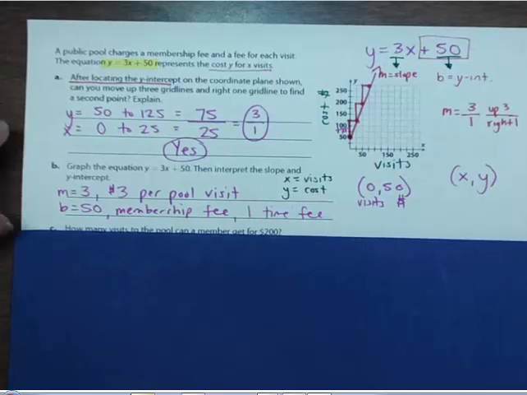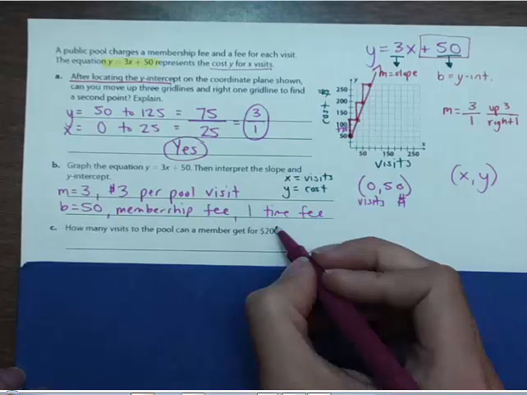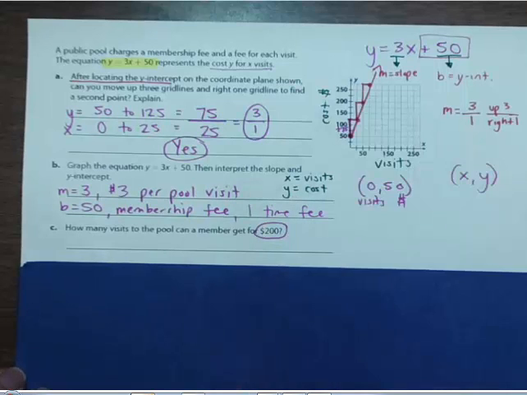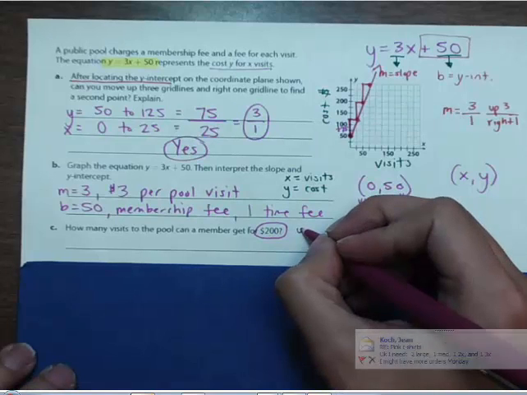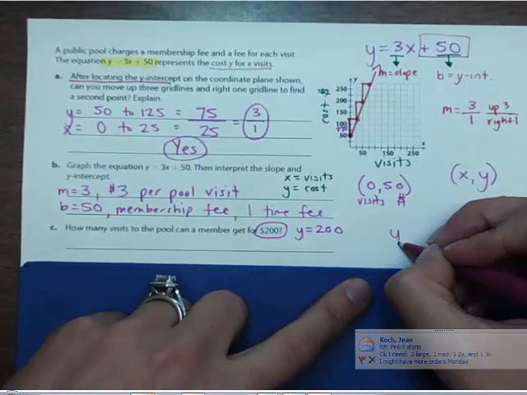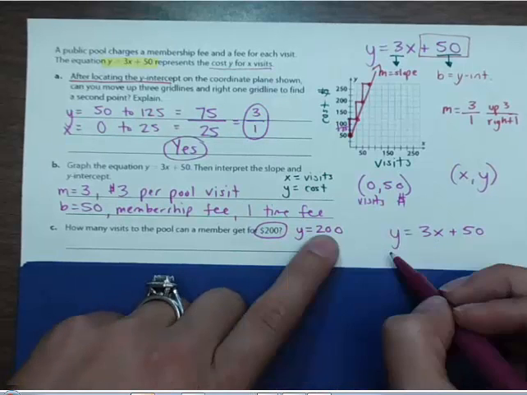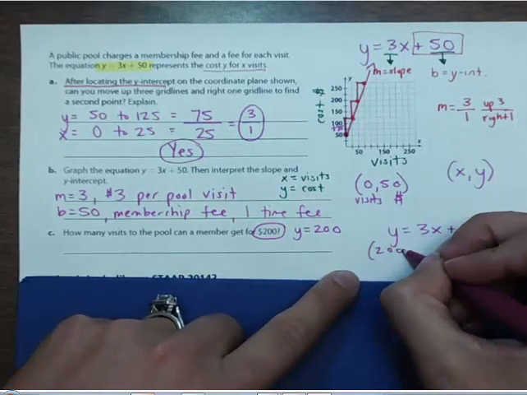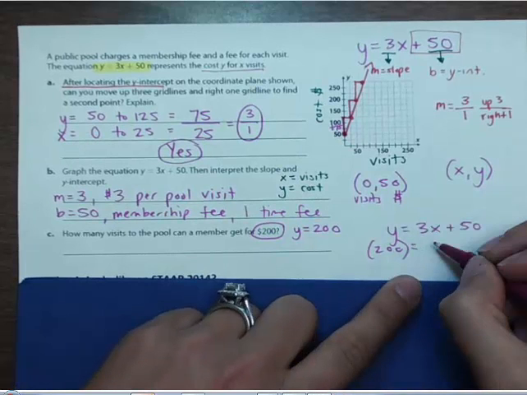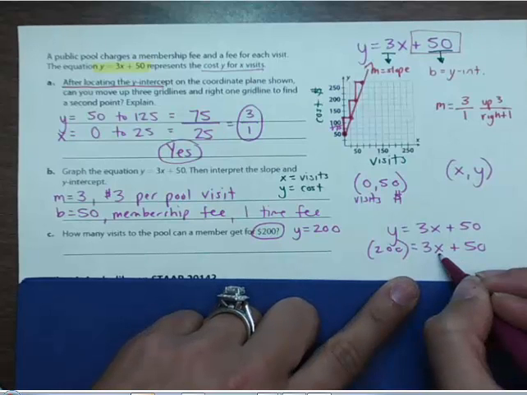So now, part C says how many visits to the pool can a member get for $200? If I look at my x and my y values on my axes, $200 is going to represent the cost, which means y is going to be $200. So using my equation, y is equal to 3x plus 50, I'm going to substitute 200 in for y. That's saying that the total cost that I have, or the total amount of money, I need to figure out how many visits I can take after spending my $50 one-time fee for the membership.